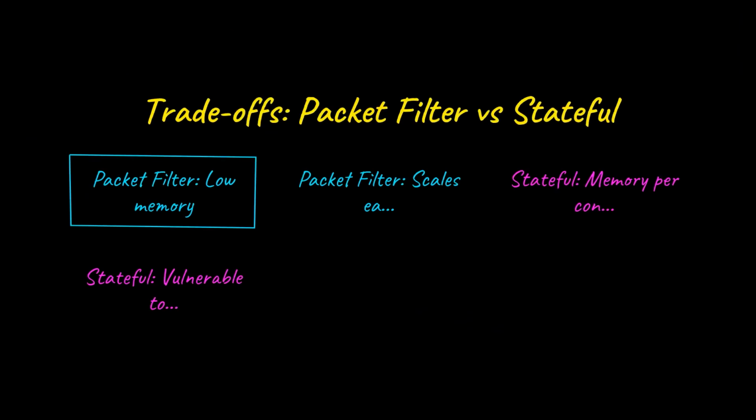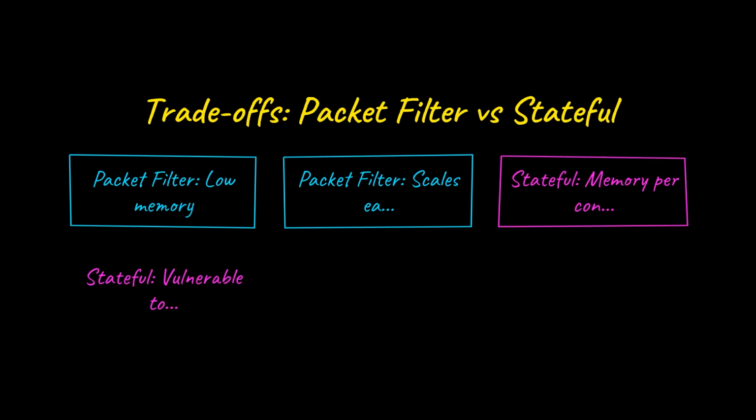The key trade-off is resource cost. Packet filtering scales easily because each decision is independent and requires almost no memory. Stateful inspection consumes memory proportional to active connections and can be overwhelmed by connection floods. Mature deployments layer both. Cheap packet filtering drops obviously bad traffic before it consumes state resources.